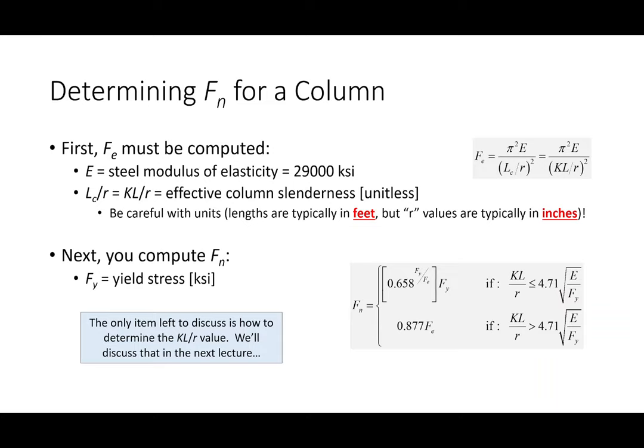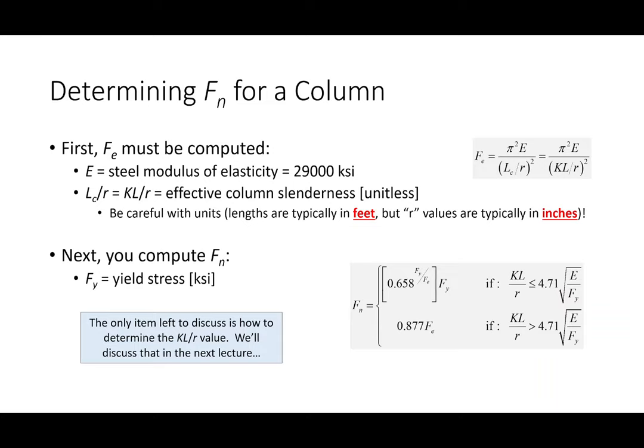Now, the one thing I want to be clear about, because this is the first time seeing an equation like this, this right here, where it says 0.658, and then it says Fy over Fe, that is an exponent, okay? So it's 0.658 raised to the Fy over Fe. That fraction is an exponent. It's not multiplied by that fraction, okay? So it would be like 0.658 raised to the Fy over Fe. You get what I'm saying? Okay. Everybody with me so far?